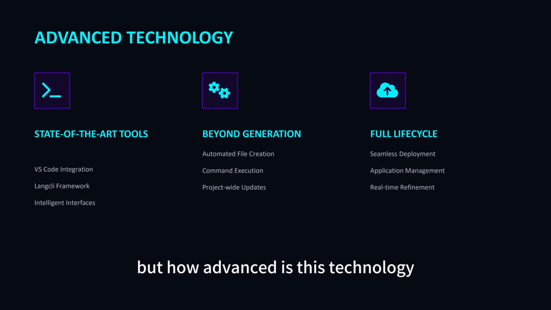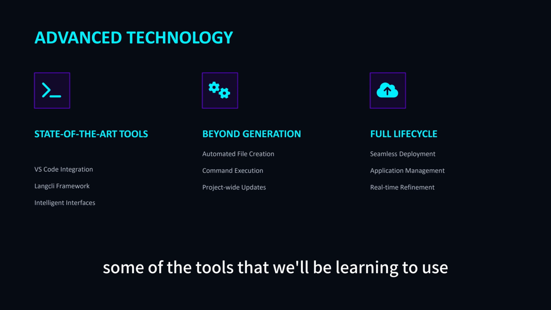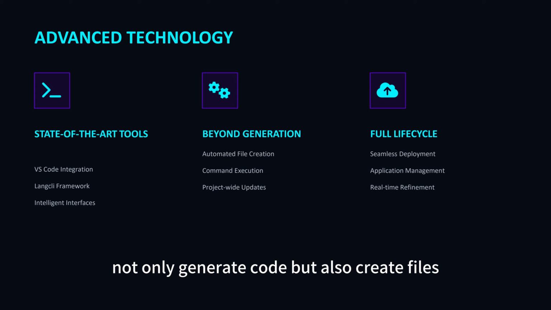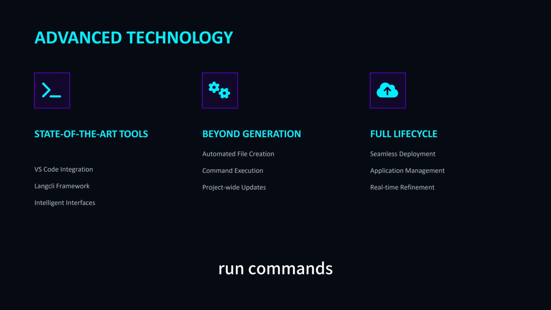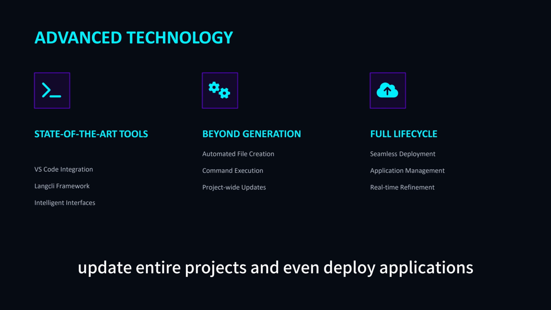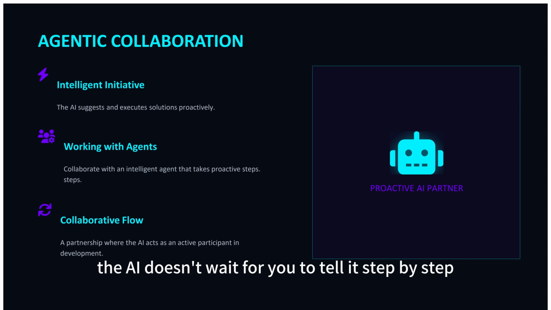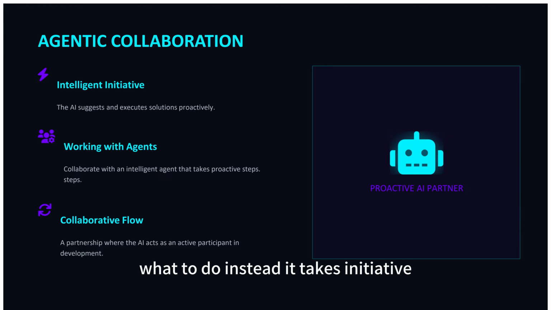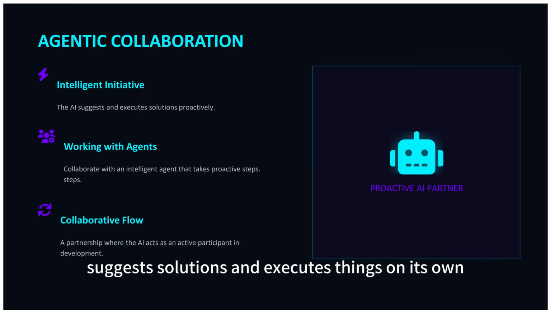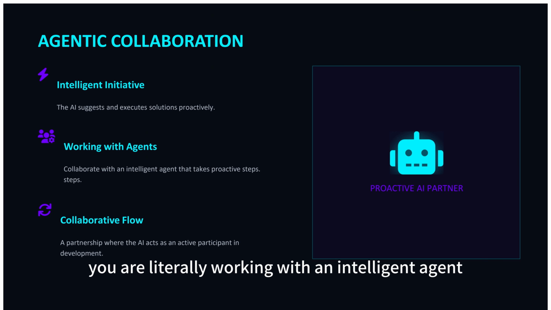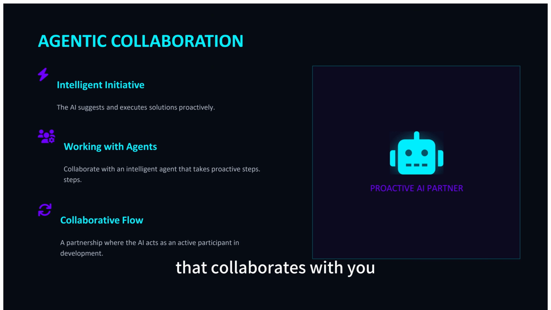But how advanced is this technology? Well, very advanced. Some of the tools that we'll be learning to use, like VS Code or LangCLI, not only generate code, but also create files, run commands, update entire projects, and even deploy applications. That's called agentic behavior. The AI doesn't wait for you to tell it step by step what to do. Instead, it takes initiative, suggests solutions, and executes things on its own. So this behavior is called agentic because you are literally working with an intelligent agent that collaborates with you.